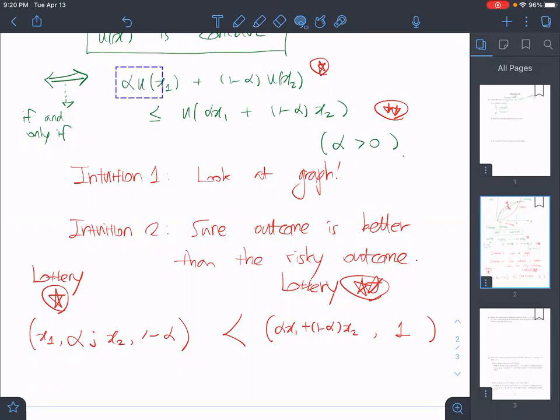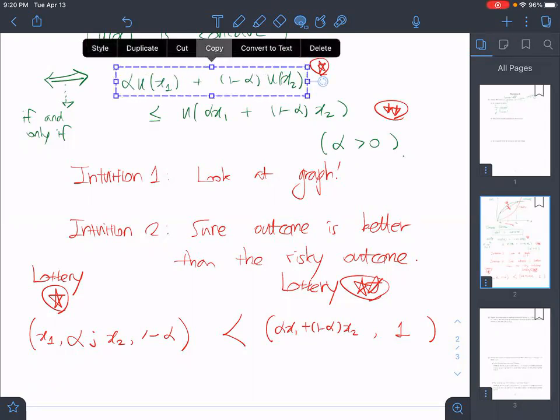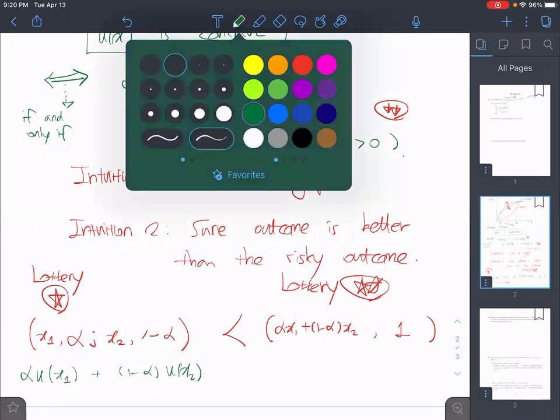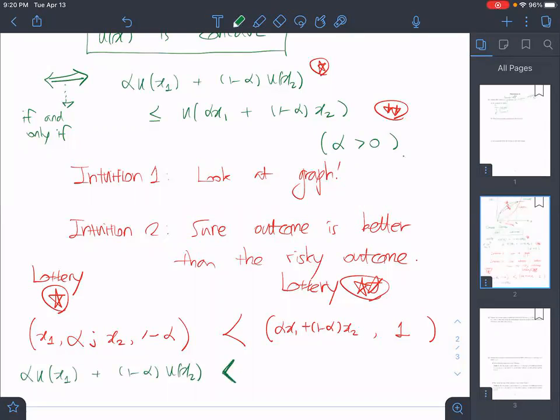Let me copy and paste with our mighty technology. Paste this, which is a number, strictly greater than or equal to this number. Let me make it weak preference like this. Okay, so intuition 2 says that it's the same identical thing.